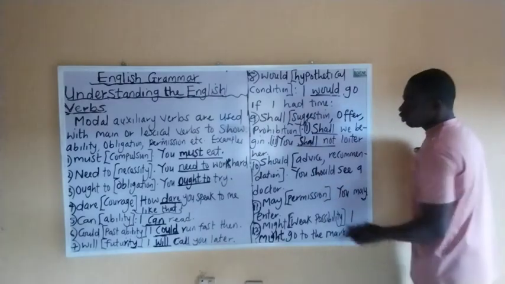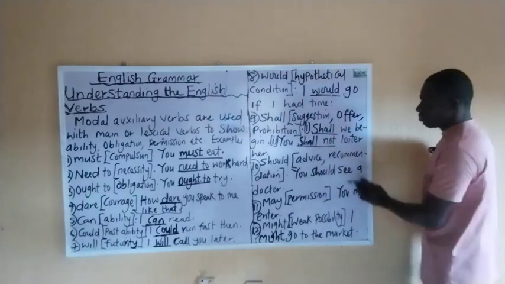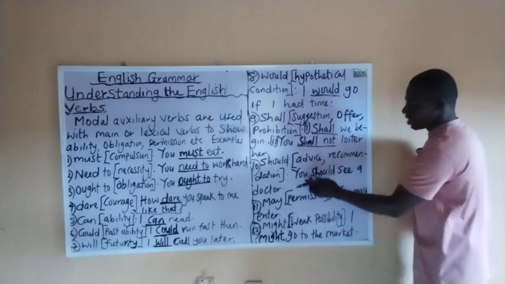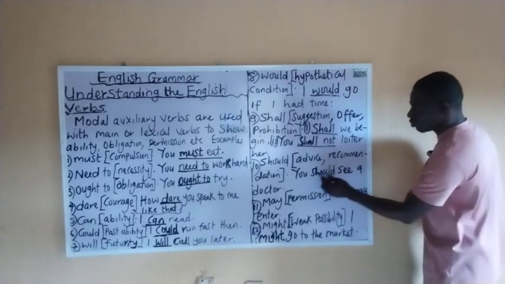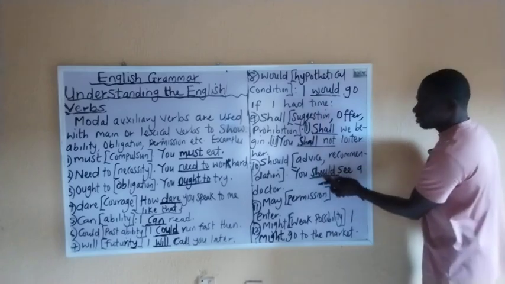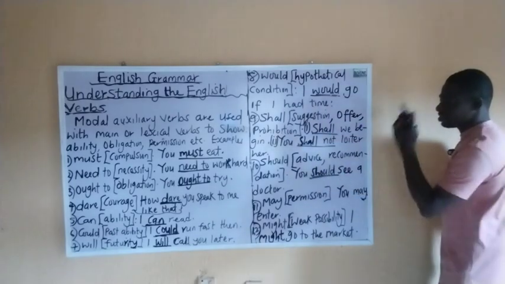Number 10, should. Should is used to show advice or recommendation. Okay, example, you should see a doctor. Should is the modal auxiliary verb, while see is the main verb.